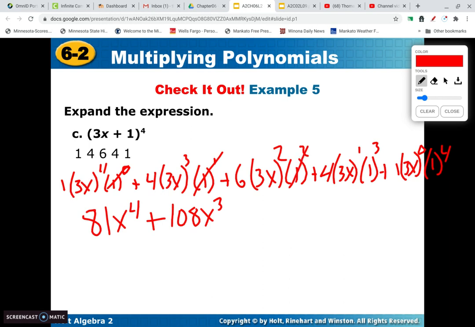Here we have 1 squared, which is still 1. 3 squared is 9. 9 times 6 is 54 x squared. Here we have, let's see, 1. That's going to be 3 to the first, which is 3. 3 times 4 is 12. That's going to be a 12x. And then this is just going to be a 1 there.